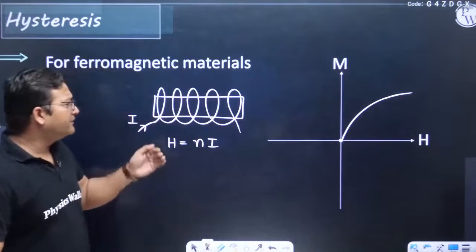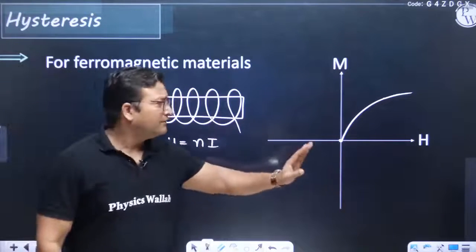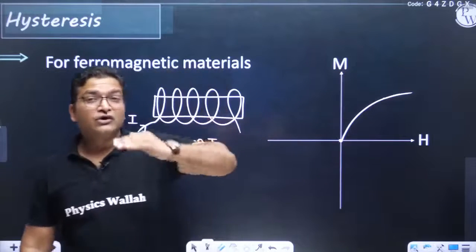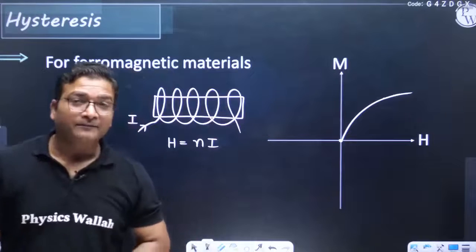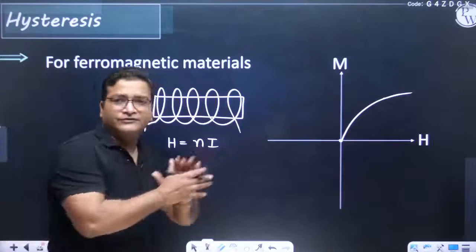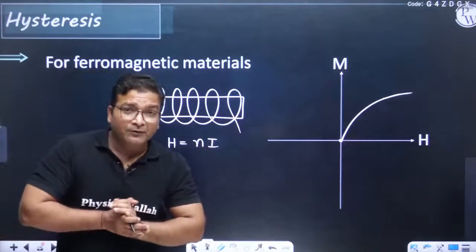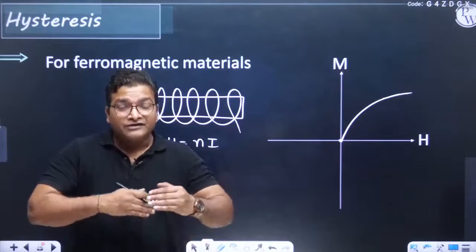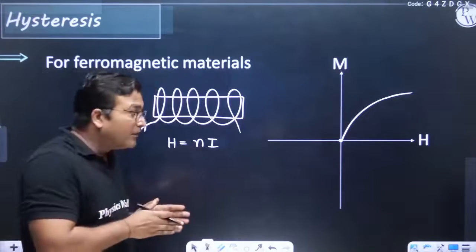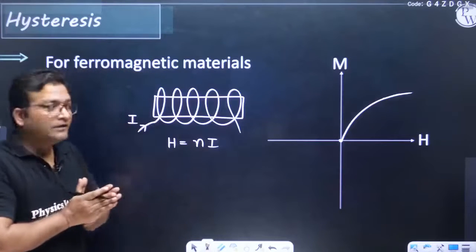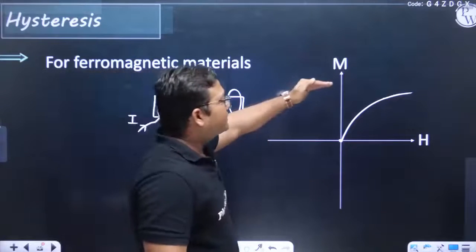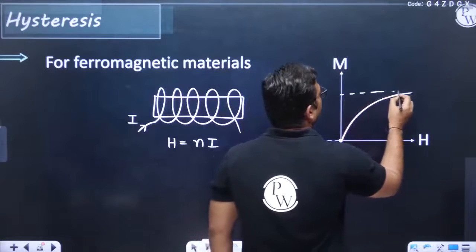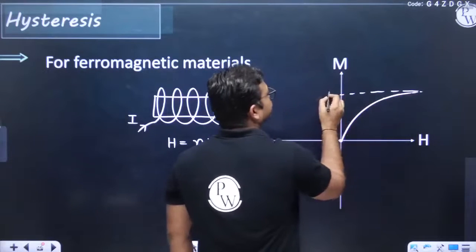And when the current is increased beyond a certain limit, the magnetization now does not increase. Why? Because when all the atoms have their dipole moments aligned in the external field, magnetization cannot increase because every molecule is aligned. So we say the magnetization has a saturation level. This is the saturation level.